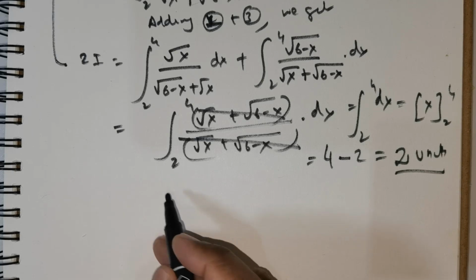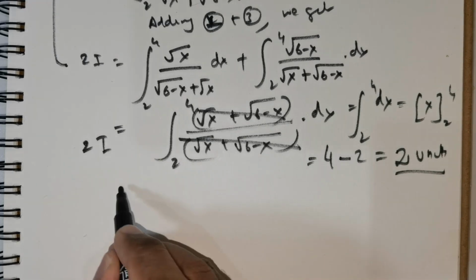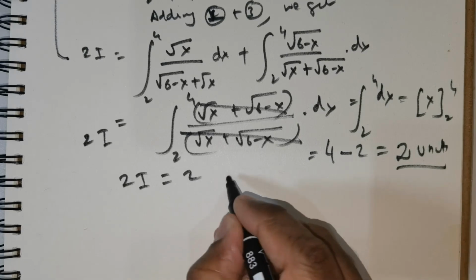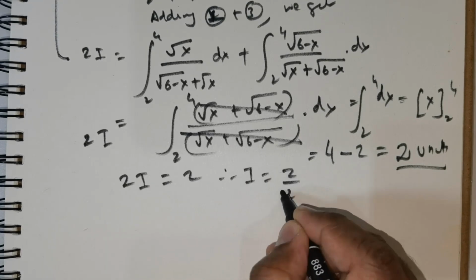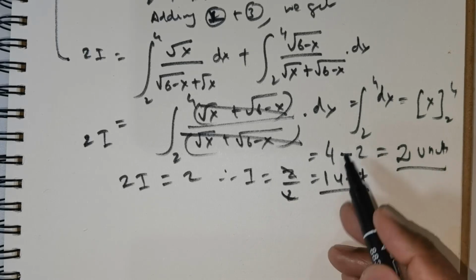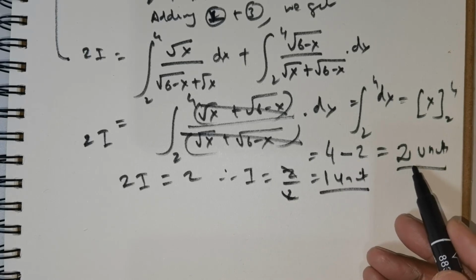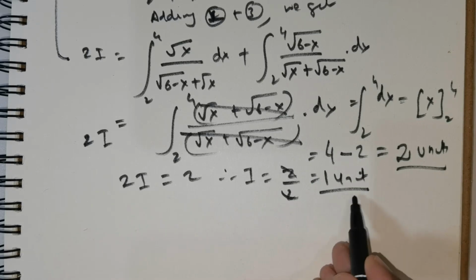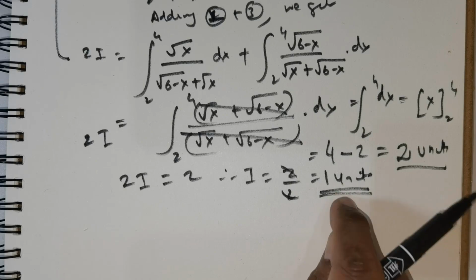But on the left hand side you got 2I. So 2I is equal to 2 units. Therefore I is equal to 2 over 2, which is nothing but 1 unit. So 1 unit will be the answer. This is the answer without the deduction, or I should say without the presence of this step. So this will be the final solution for this question.